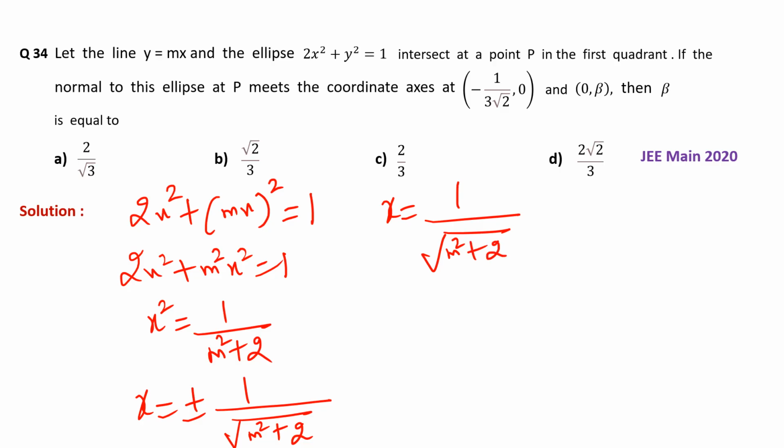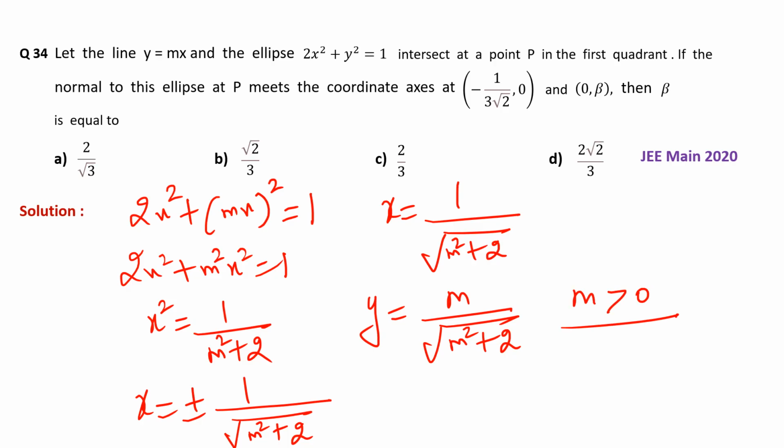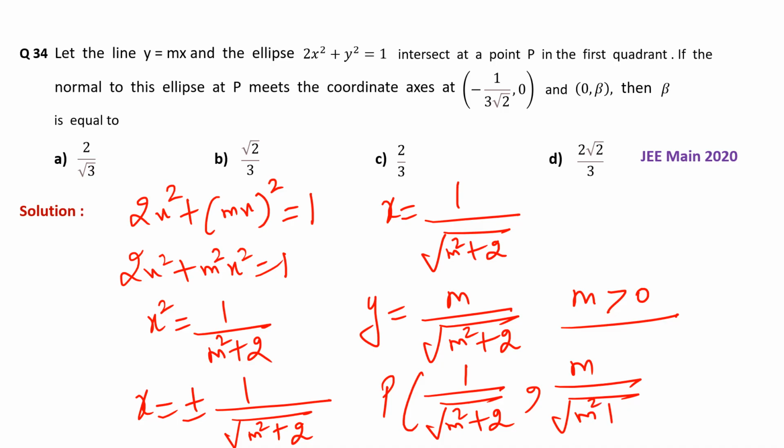Now since y is equal to mx, so it means the value of y will be m upon square root of m square plus 2. And since the point is lying in the first quadrant, this also means that y will also be positive. Hence I can say the value of m will be positive. Now this information will help us further when we solve the question. Now from here I get the coordinates of the point P as 1 upon square root of m square plus 2, comma m upon square root of m square plus 2. Right?